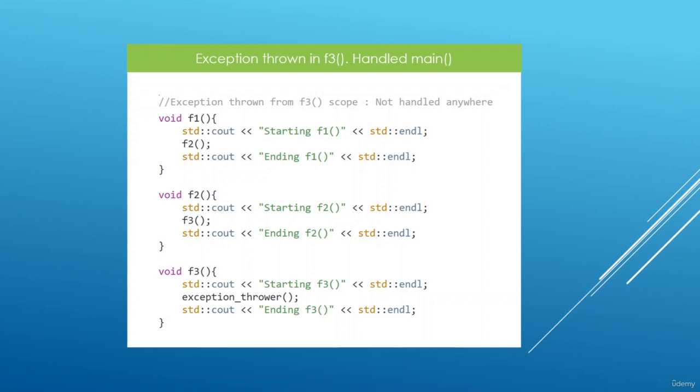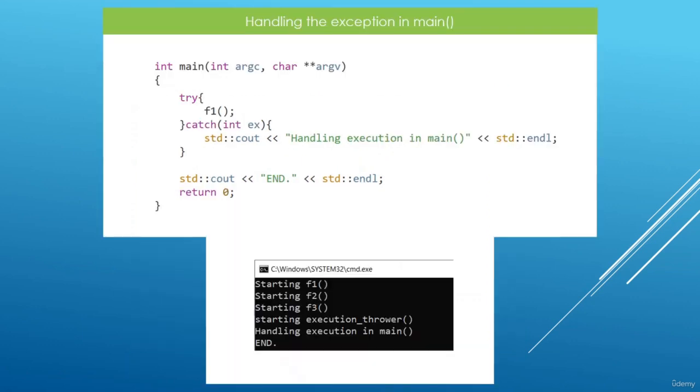So you see that in our chain of function calls, we are really not handling the exception, but we can wrap our call to F1 in a try and catch block, and we can do something like this. So what this is going to do, F1 is going to call F2, F2 is going to call F3. You're going to see that all these functions are going to start, but the exception is not going to be handled in our exception thrower, and it is going to be propagated all the way to the main function.